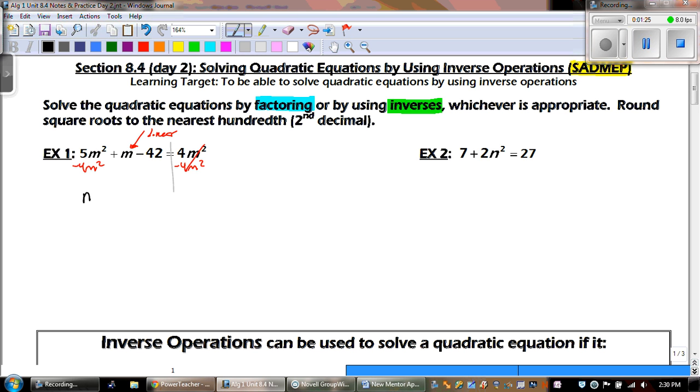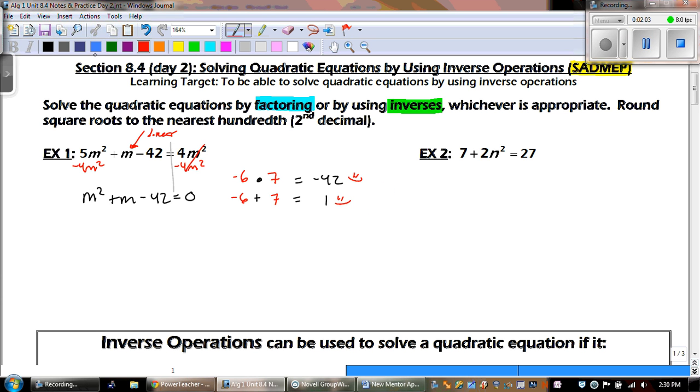5 minus 4 is 1, so we have m squared plus m minus 42 equals 0. Now we're trying to find numbers that multiply to get negative 42 and add to get 1. We did that by a times c, and then our middle term goes there. That should be nothing new. It ends up being a negative 6 and a positive 7, because remember, it has to work in both situations.